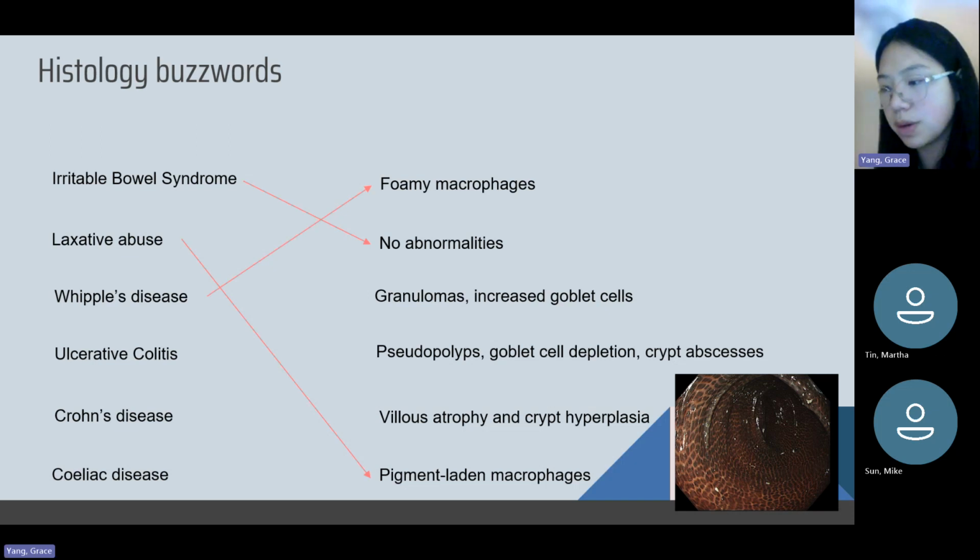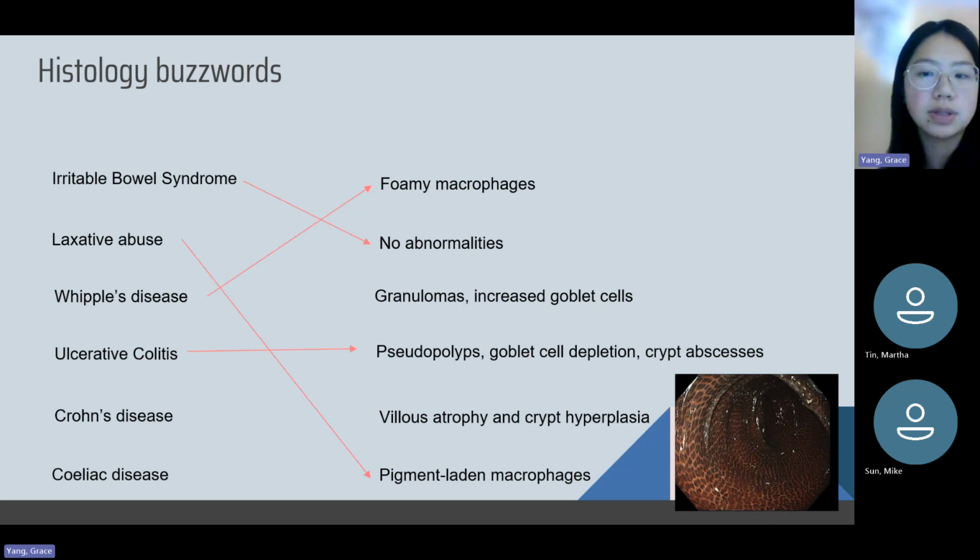This disease is caused by a gram-positive bacteria, and it causes malabsorption in the GI tract. So ulcerative colitis, as we've mentioned, pseudopolyps, goblet cell depletion, and crypt abscesses. Crohn's disease, granulomas, increased goblet cells. Celiac disease, villus atrophy and crypt hyperplasia.